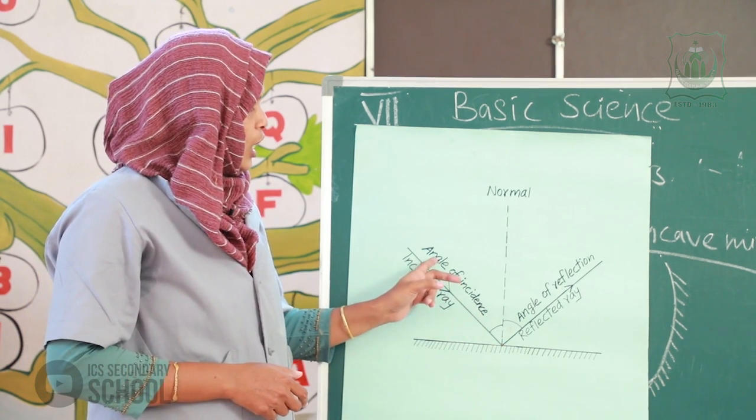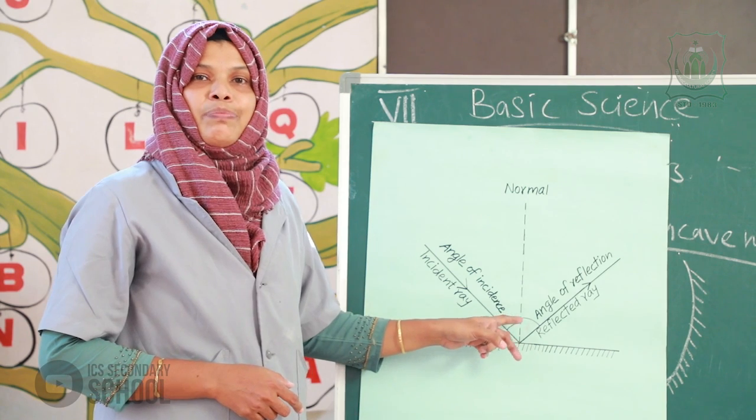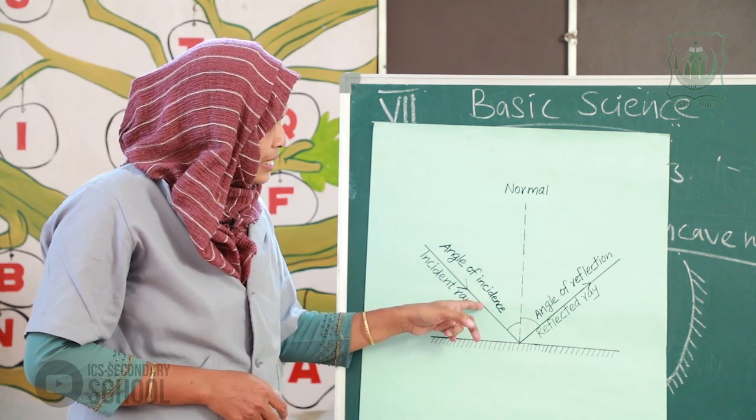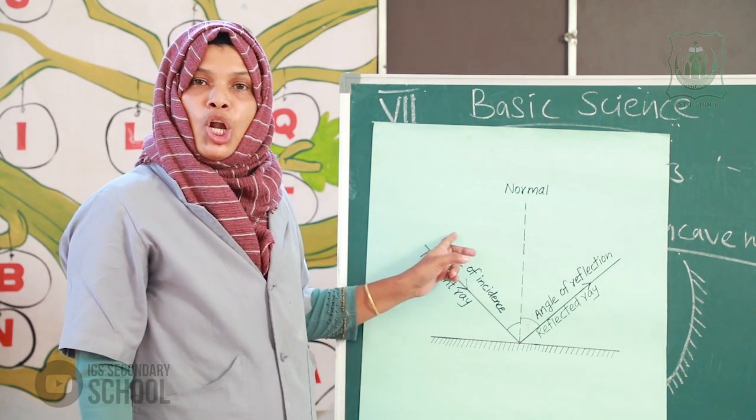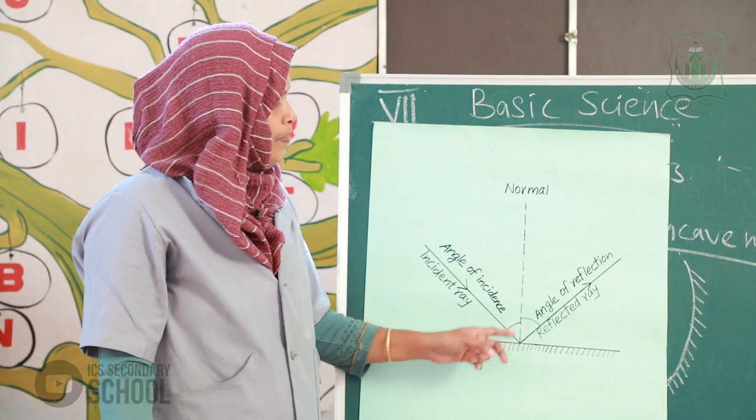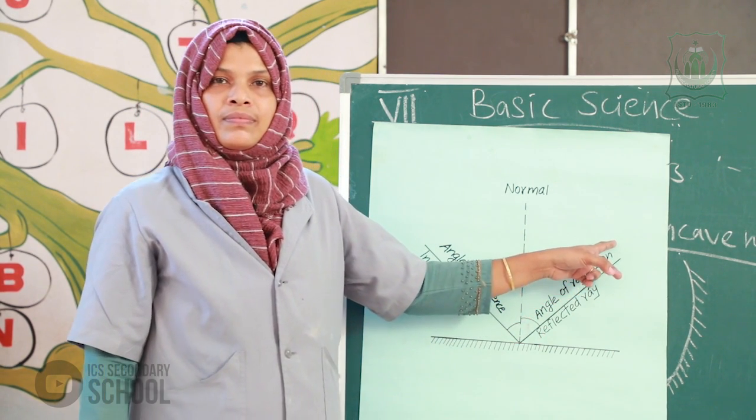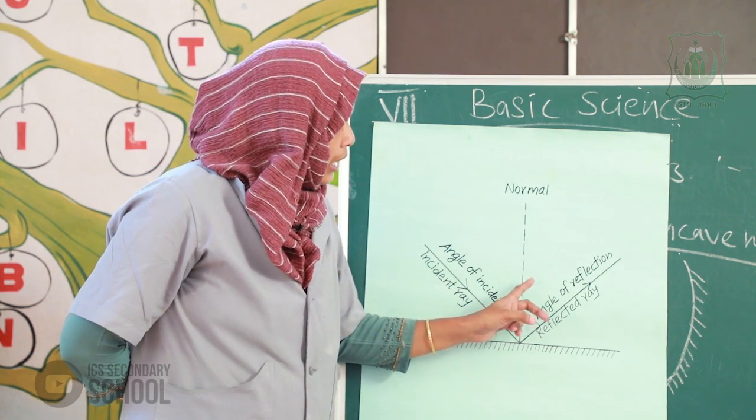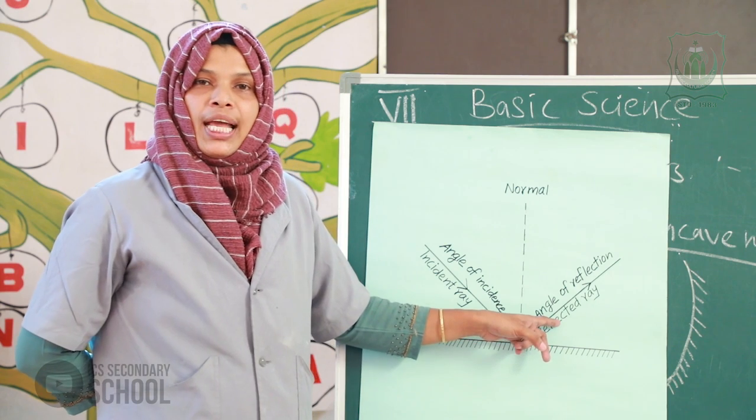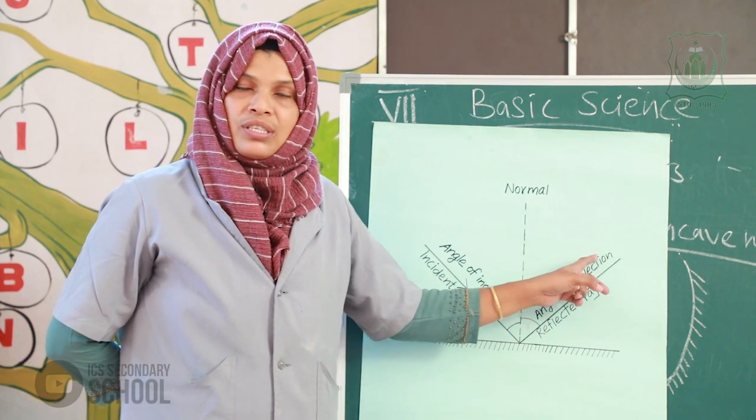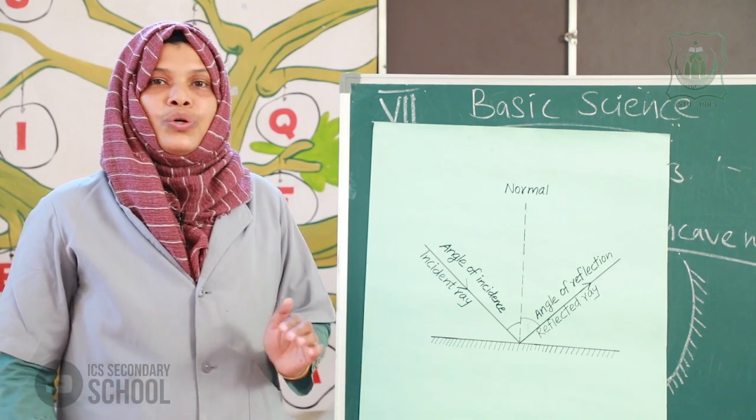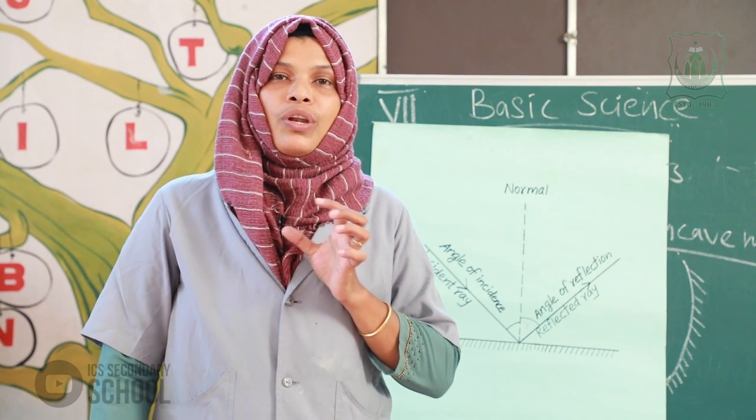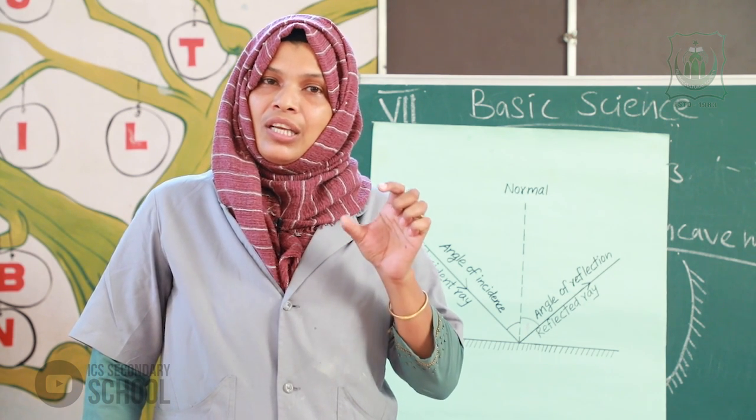Then angle of incidence. What is meant by angle of incidence? The angle between normal and incident ray is known as angle of incidence. Then next, angle of reflection. The angle between normal and reflected ray is known as angle of reflection. You know that angle of incidence and angle of reflection are always equal.